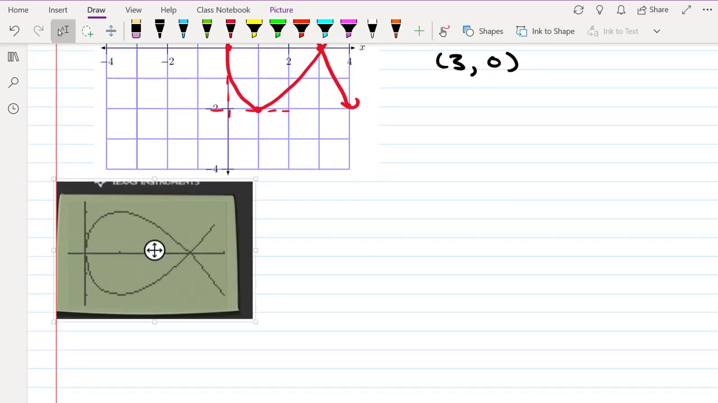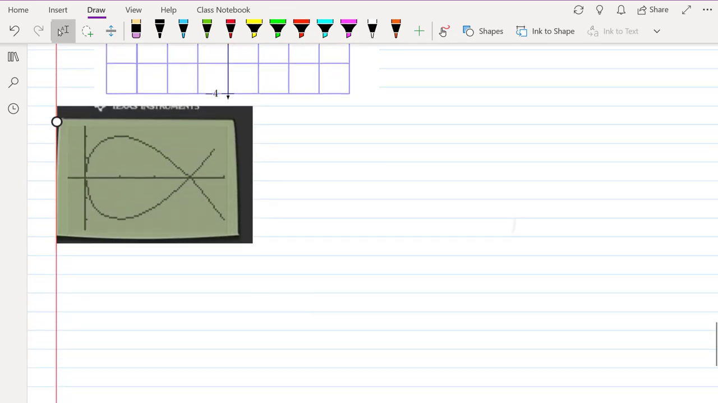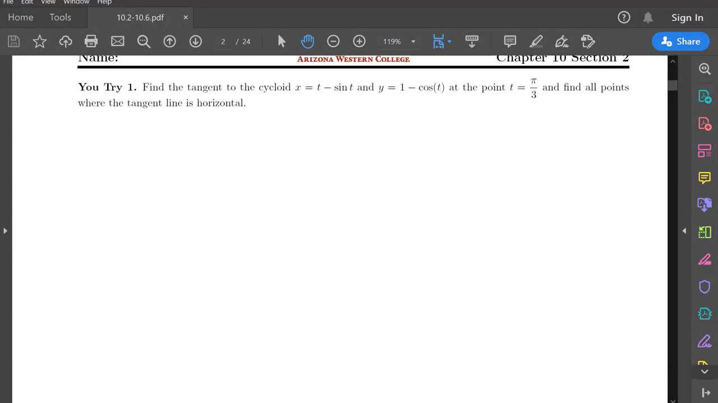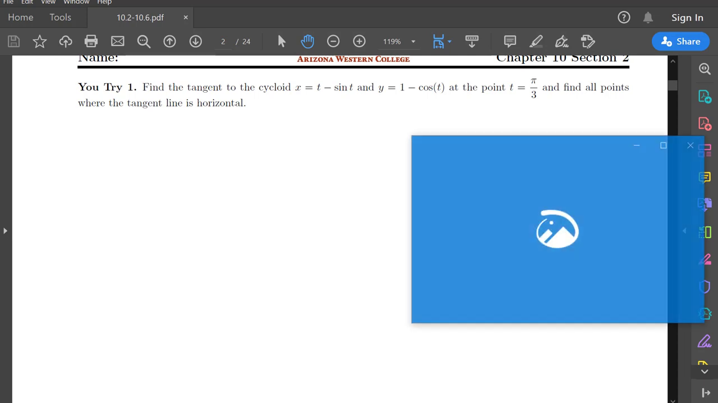All right, it's now your turn. So we've got a U try for you. Find the tangent to the cycloid x equals t minus sine t and y equals 1 minus cosine t at the point t equals pi over 3, and find all of the points where the tangent line is horizontal.